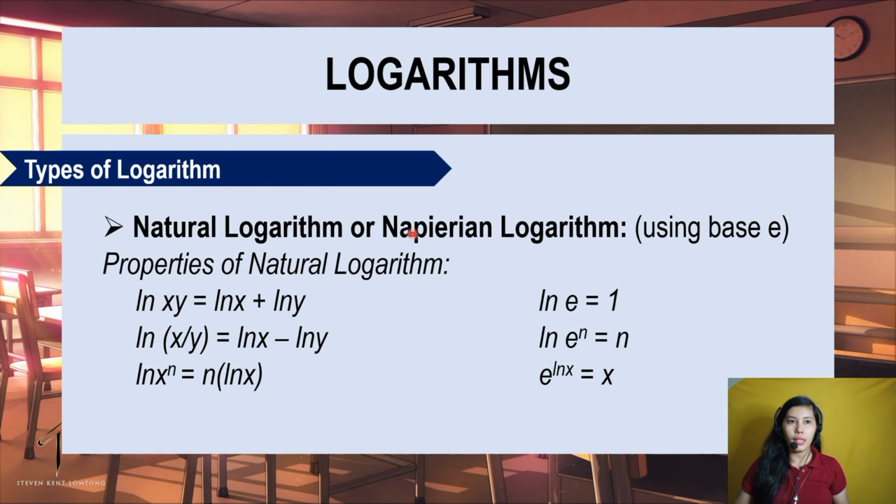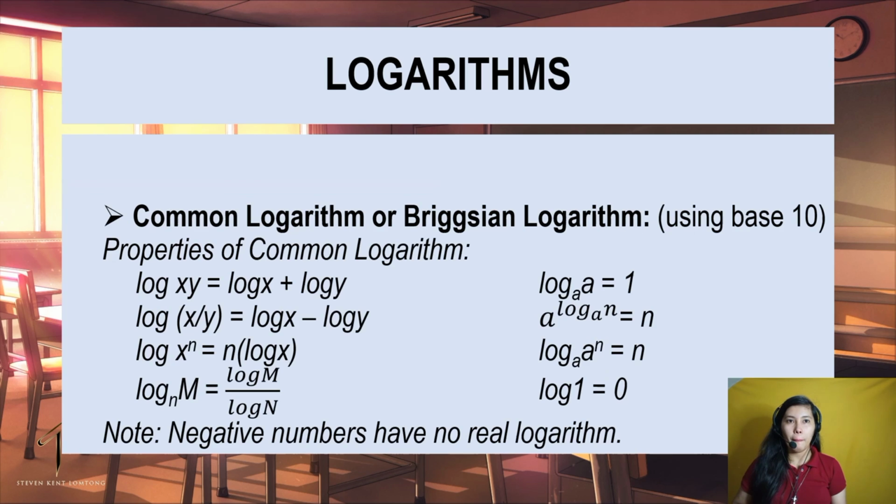So we have some properties of natural logarithm. If we have product of xy, ln of xy, that's equal to ln of x plus ln of y. Ln of x over y, that's equal to ln of x minus ln of y. Ln of x raised to n, that's equal to n multiplied by ln of x. Then, we also have ln of e, that's equal to 1. Ln of e raised to n, that's equal to n. And e raised to ln of x is equal to x.